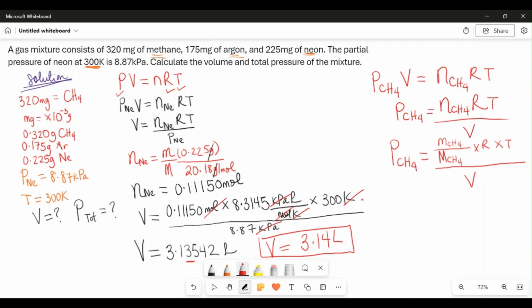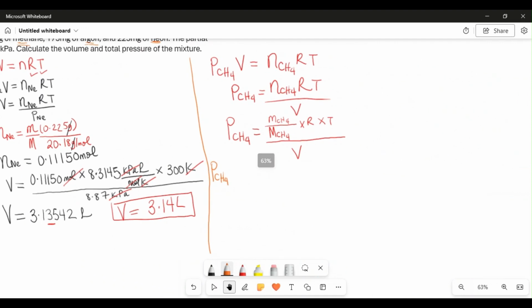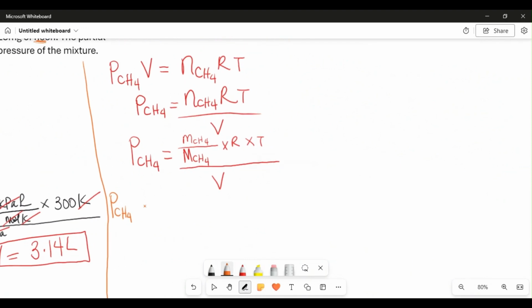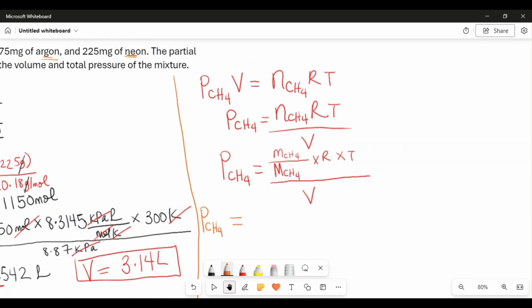When we do that, we will end up with, let me draw something that separates it. So the pressure of CH4. Let me make this a little bit smaller so we can focus on this part of the work. So we have the mass of CH4, which we've determined over here.